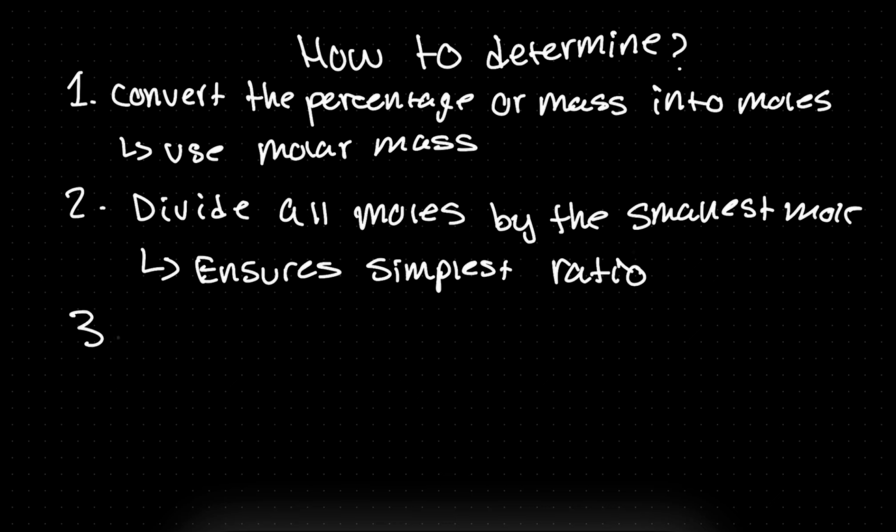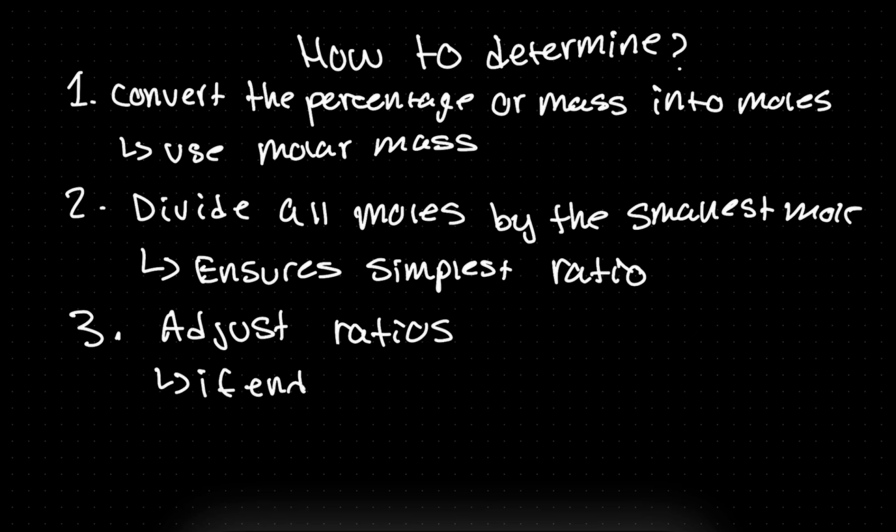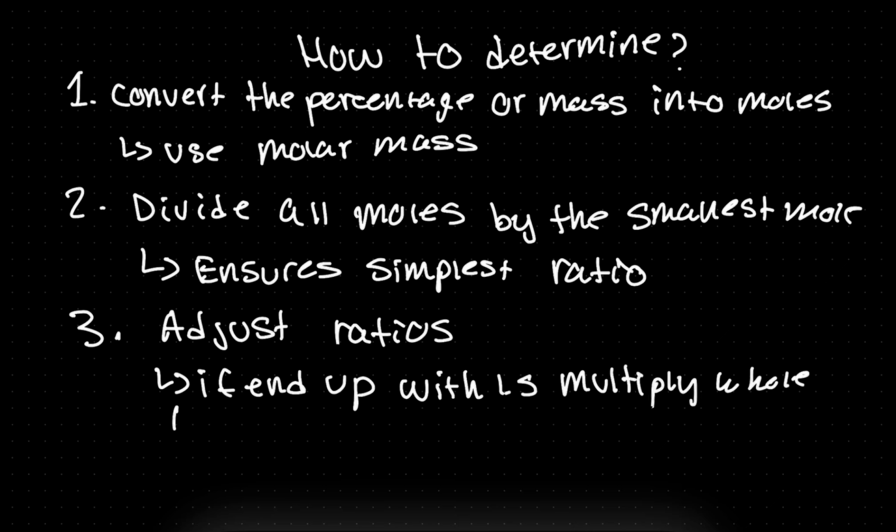And the third step, adjust the ratios. So say you divide and you get 1.5 or some number like that. Well, if you end up with a decimal like 1.5, you just multiply the whole formula by 2 so you can get whole numbers, right? Something like that. Pretty simple, pretty basic. All right, let's get into some practice problems.